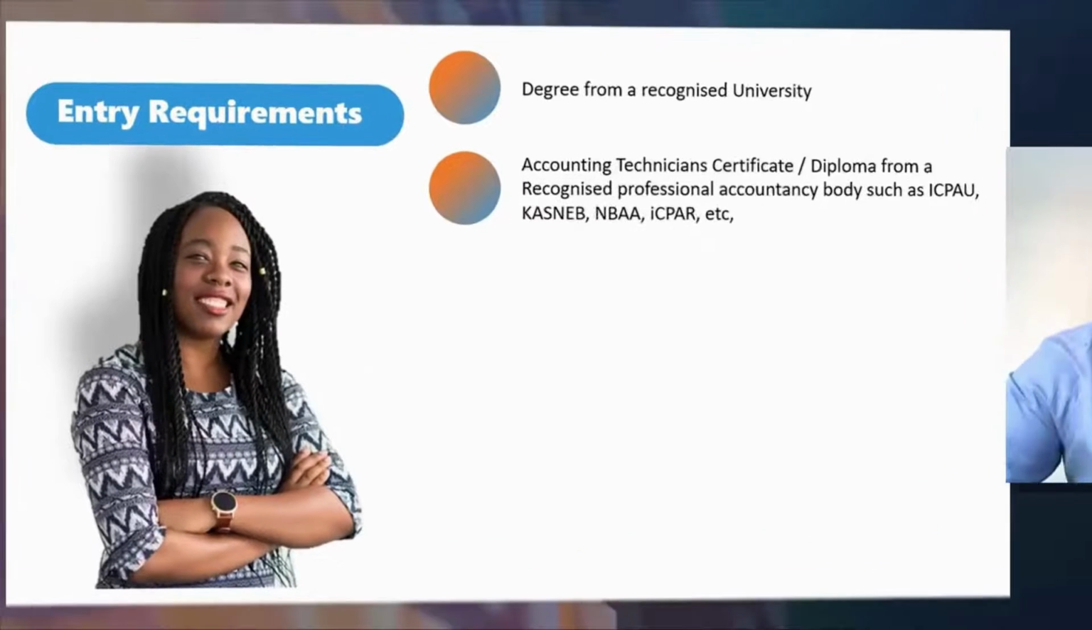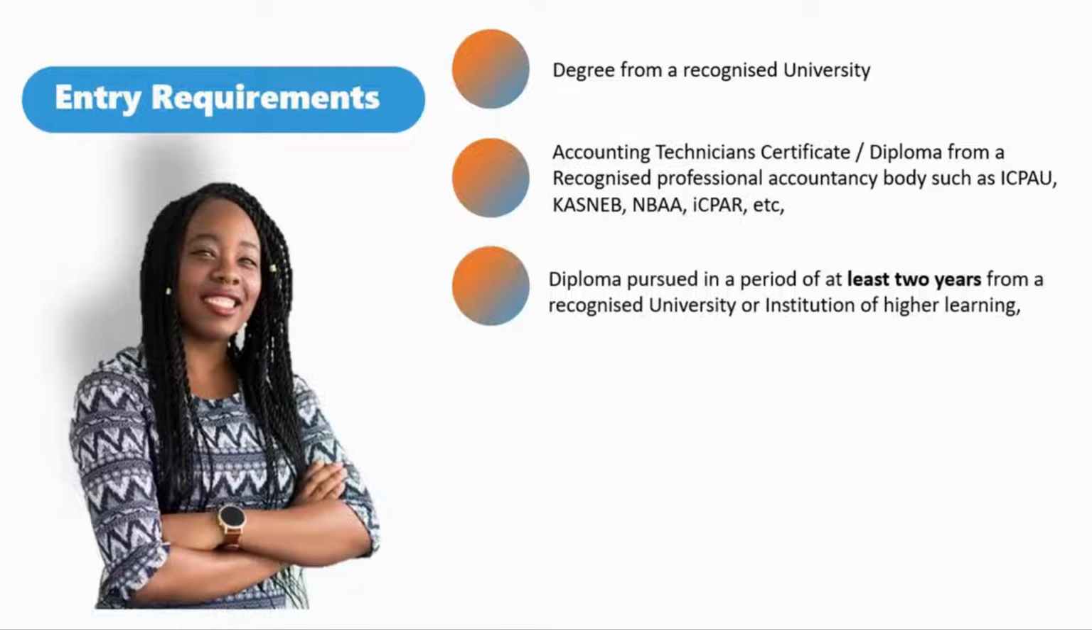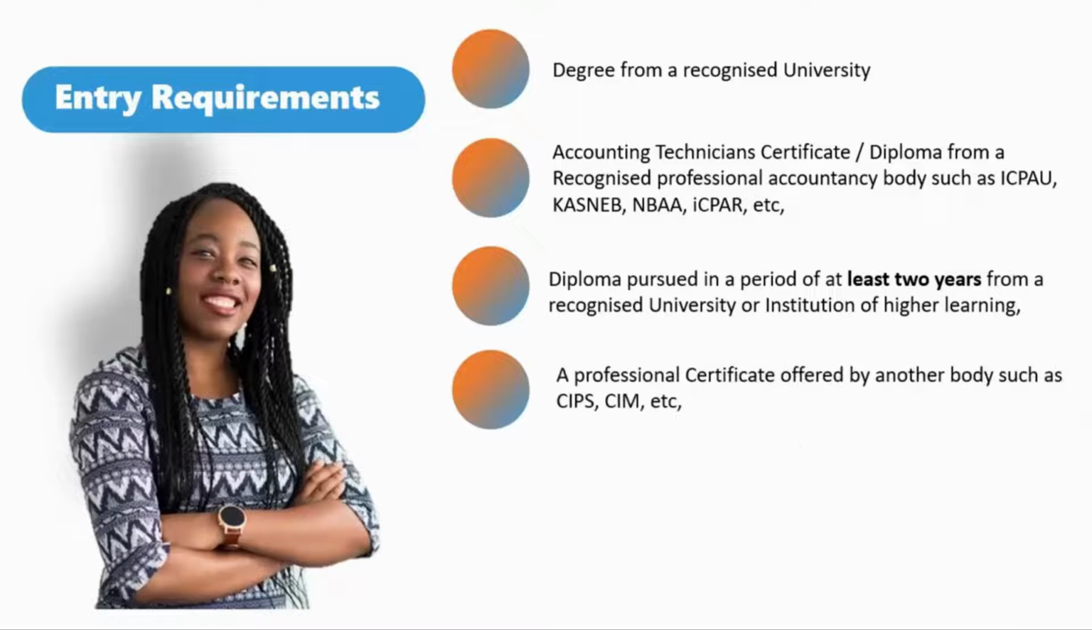So those having the accounting technician certificate or diploma from professional accountancy bodies that are recognized, you will also be enrolled into the program. Then we have those that have a diploma pursued in a period of at least 2 years from a recognized university or institution of higher learning. So those categories are also allowed to enroll. Then we have a professional certificate offered by any other body, such as CIPS and CIM. You can also enroll for the CPA course.